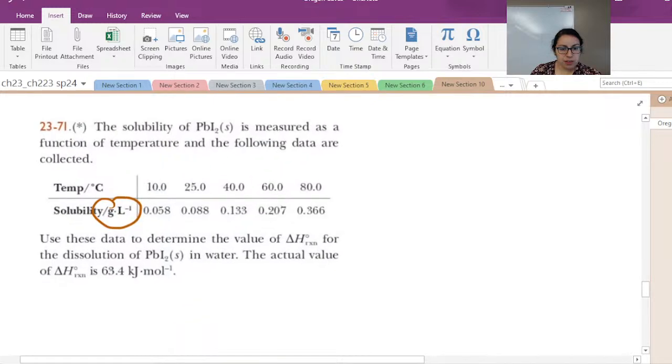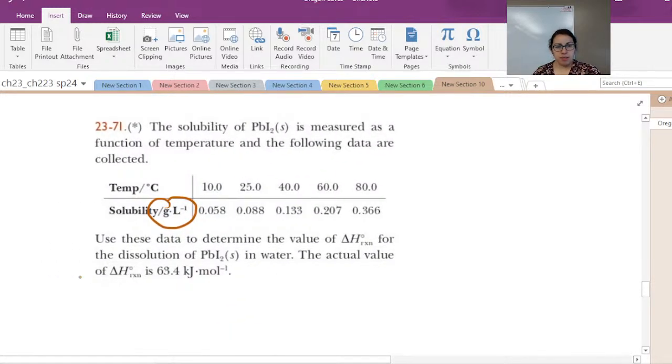And so what do we have to do for this one? What are some things we can do? How can we set it up? Are we gonna wanna convert our grams to liters to like molarity? Yeah, so that's what I would do.